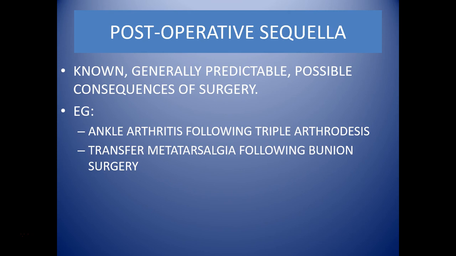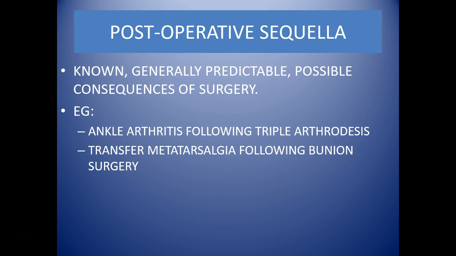That is not a complication. That is a known sequela. Perhaps a better example is transfer metatarsalgia following bunionectomy with osteotomy. Now, assuming there's not, for example, excessive elevation or excessive shortening, we know that most first metatarsal osteotomies are associated with some decreased weight bearing by the first metatarsal and some increased weight bearing under the adjacent metatarsals. And this is a sequela.